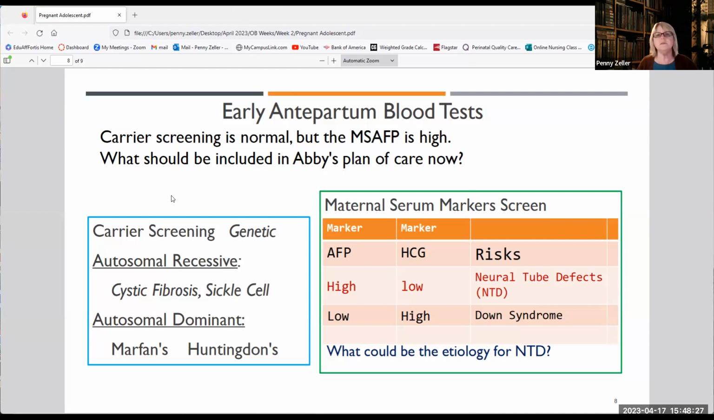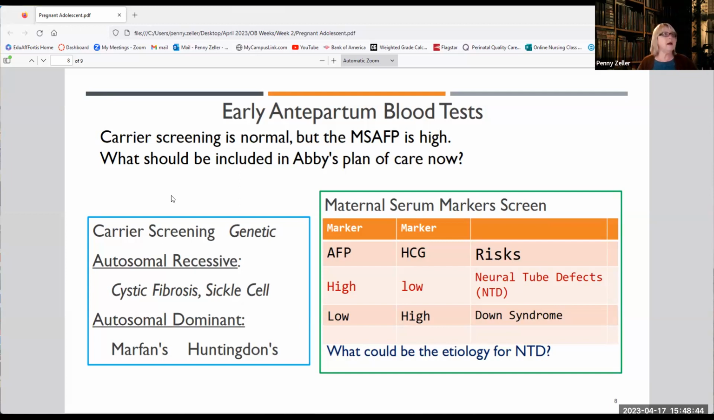You don't need to know the dominant. So that's carrier screening, and we'll go into more details. We'll talk about this again. Okay, so maternal serum markers is another antepartum special test that we do in pregnancy.